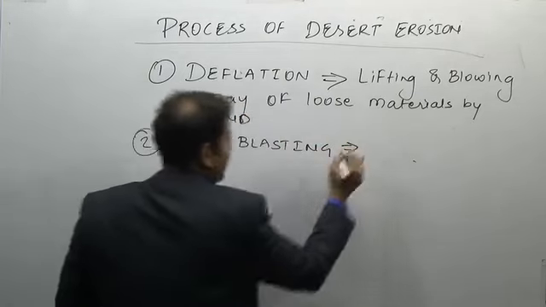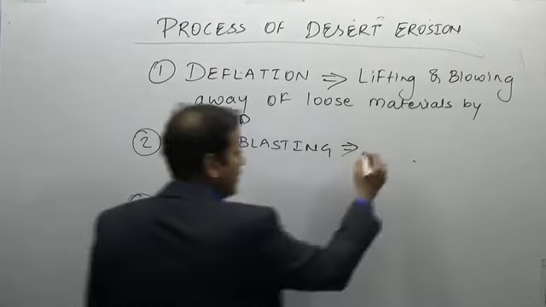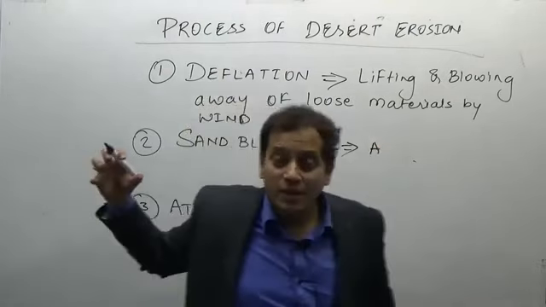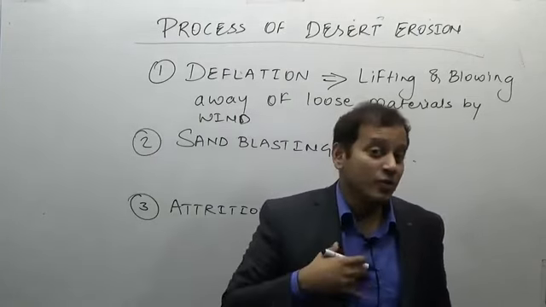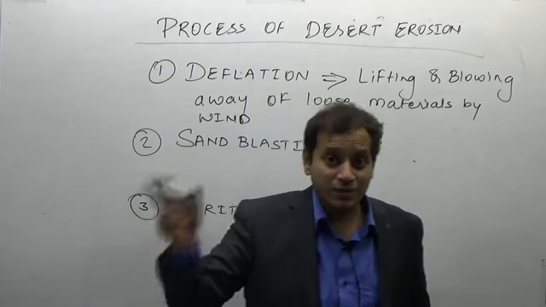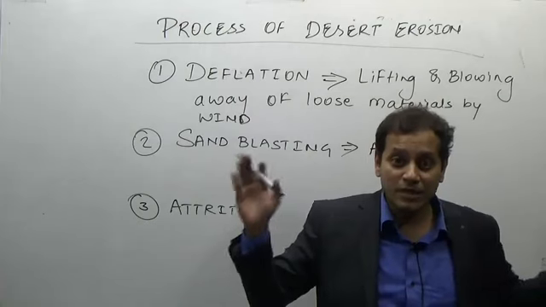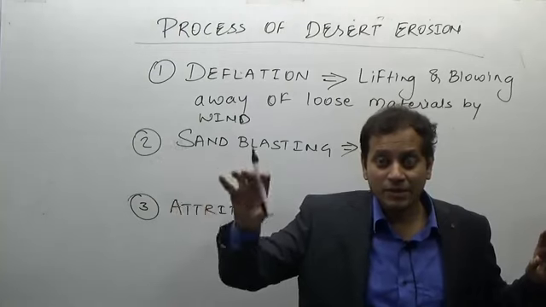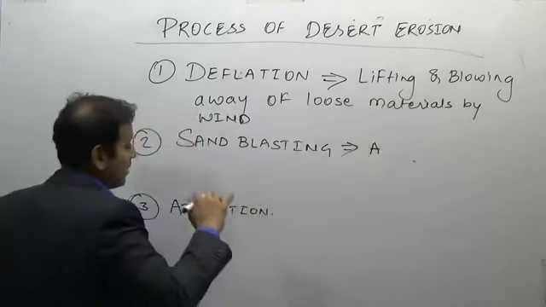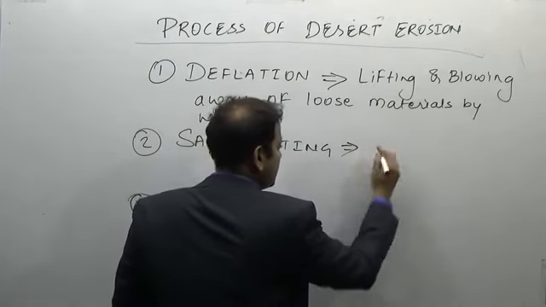What is sand blasting? Sand blasting is the process of abrasion, that is, the sand particles come and hit the rock. We have already covered what abrasion is. When particles come and hit the bank of a river, that is abrasion. So in the process of water, and in the process of wind, abrasion is some other particle coming and hitting a stable structure. Rock is a stable structure, so the particles are carried by the wind and hit it. So sand blasting is the process of abrasion by sand particles.